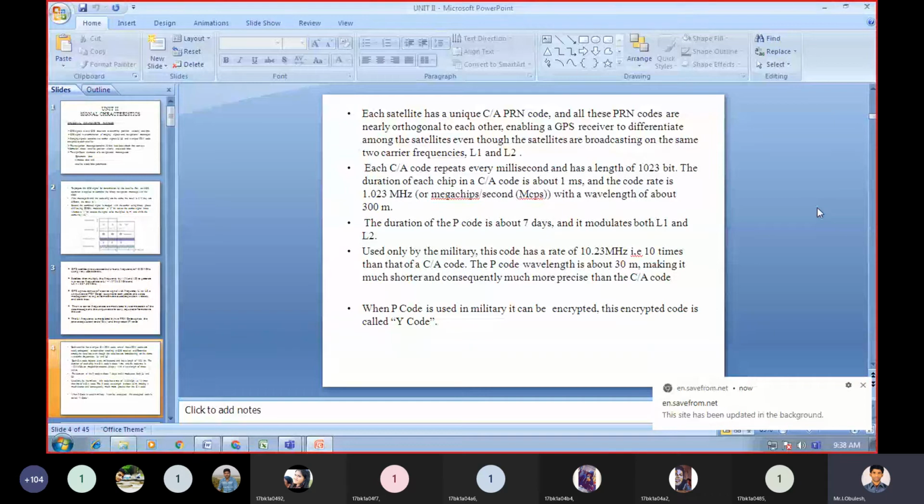This P code is used only by the military. This code has a rate of 10.23 megahertz. The code rate for C/A code is 1.023 megahertz. The code rate for P code is 10.23 megahertz. That is 10 times that of C/A code.